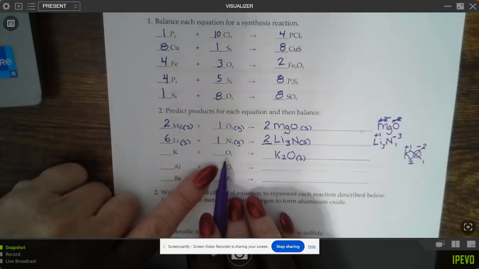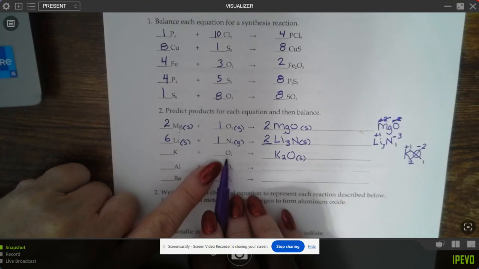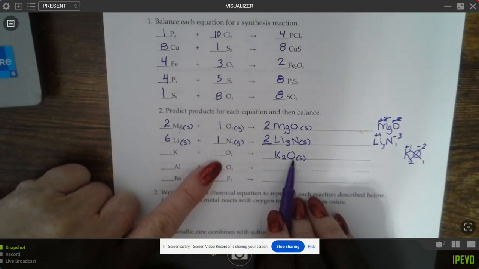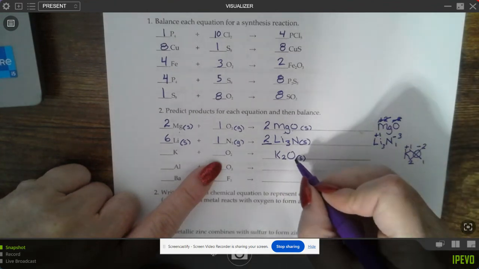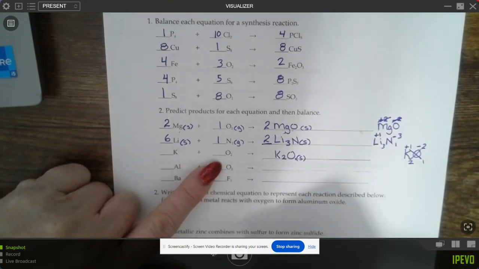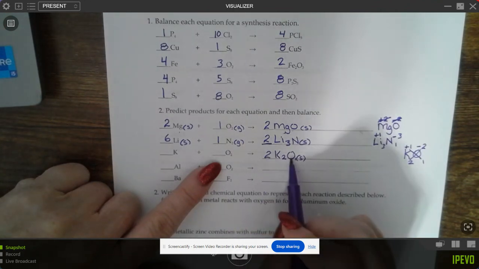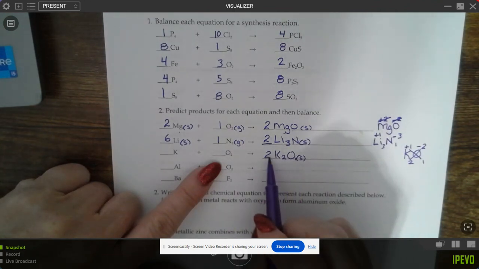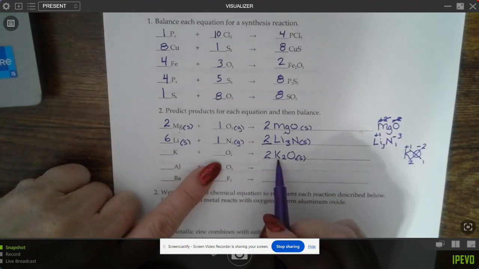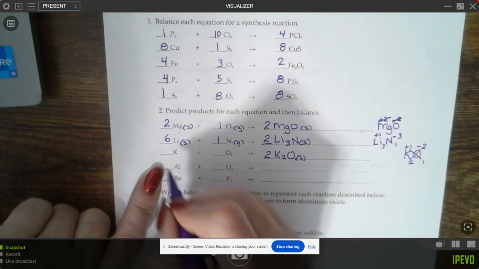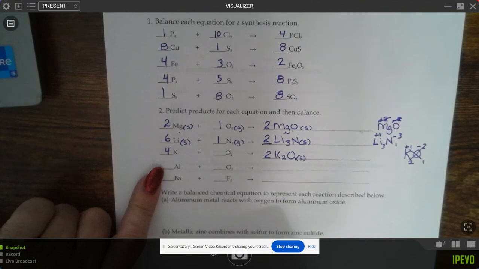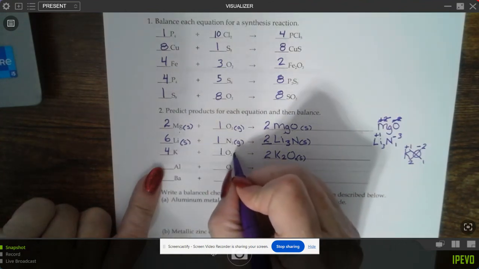And again, if you look at this one, on the reactant side, I have 2 oxygen. On the product side, I only have 1. Okay, that 1 is there, we just don't write it. So what that means is I need to put a 2 here. So now this means I have 2 oxygen, but I now have 2 times 2 is 4 potassium. So if I put a 4 over here, I am balanced.